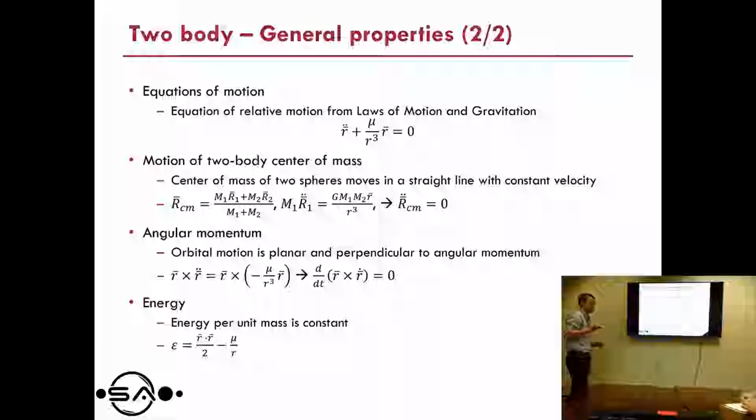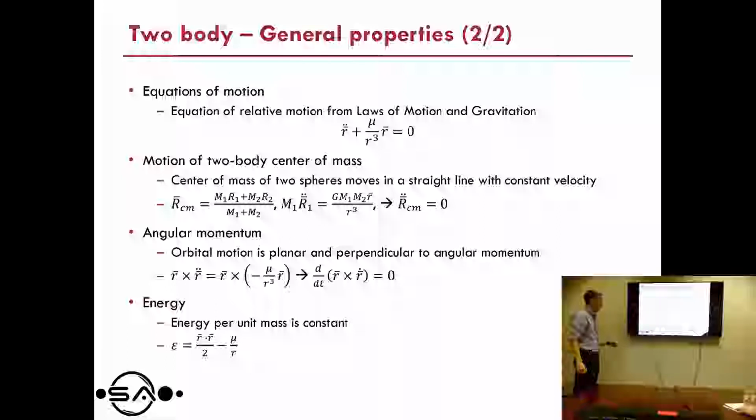So the center of mass of two spheres moves in a straight line with a constant velocity. And we can see that when we look at the equation for our center of mass. If we plug in the differential equation of motion, so we look at our R double dot, plug it in, and add them together, because the other term, R2, is going to be a negative, we're actually going to see that the acceleration is 0. So if our acceleration is 0, obviously we're going to have a constant velocity, and it's going to be moving in a straight line, right?